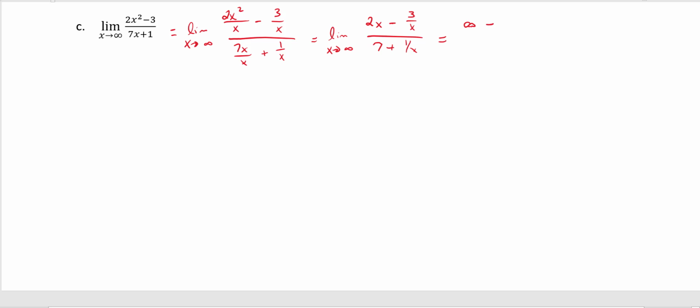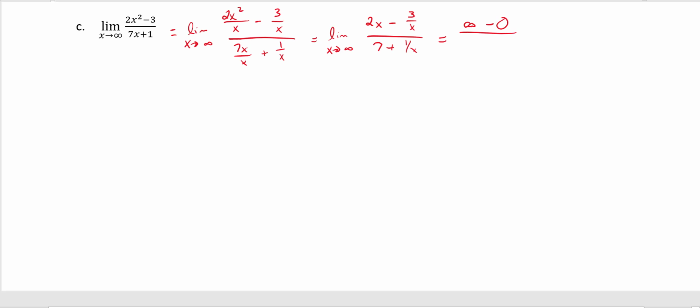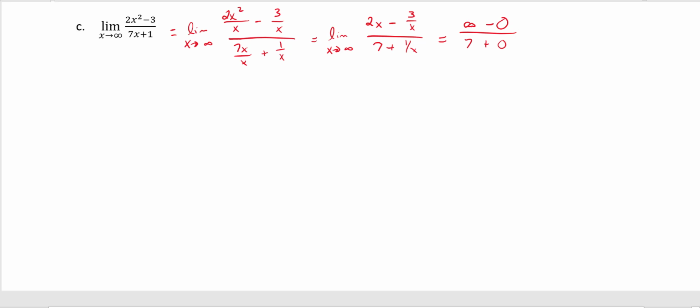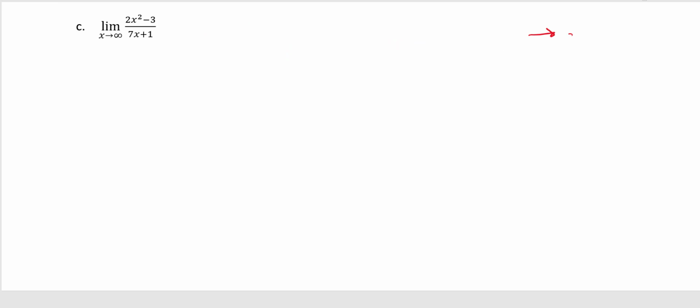So we have infinity minus the limit as x is approaching infinity of 3 over x. Well, that's going to use our very useful fact and become 0, over limit as x is approaching infinity of 7, which is 7, plus limit as x is approaching infinity of 1 over x, using the very useful fact, that's 0. So we have infinity minus 0 over 7 plus 0. So that's infinity over 7. Well, guess what? That's going to go to infinity.